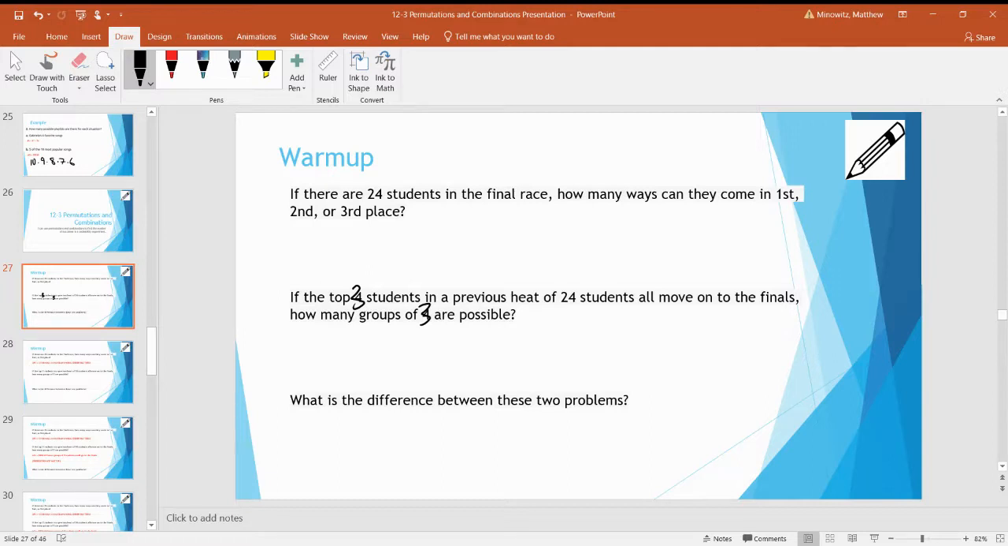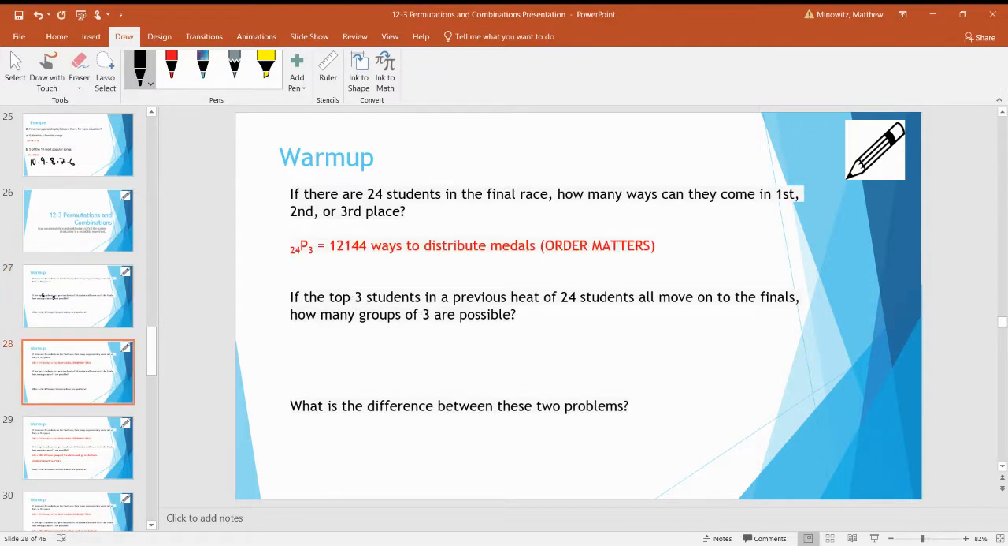Okay, so let's look at the top one. So 24 students, and I want to decide how many ways they can come in first, second, or third. So order matters there. So we're going to have a permutation. 24 permute 3. We have 12,144 ways.